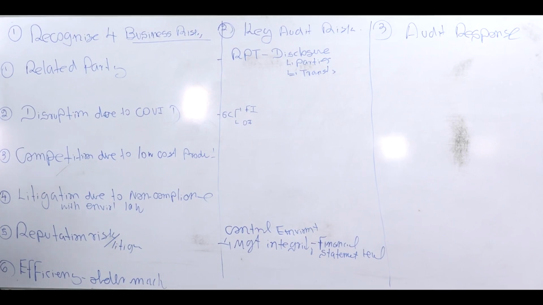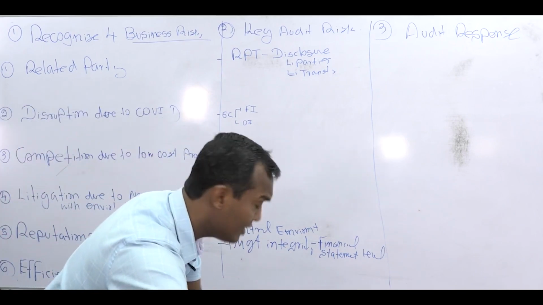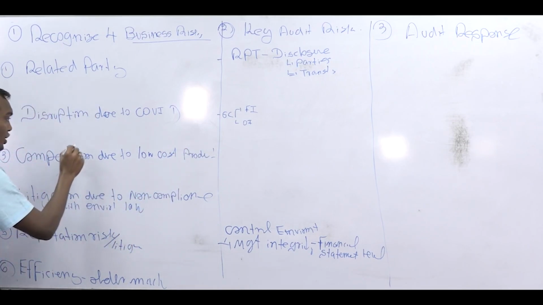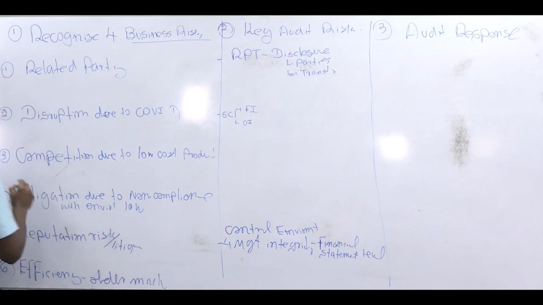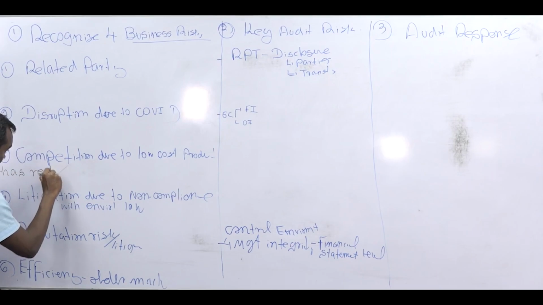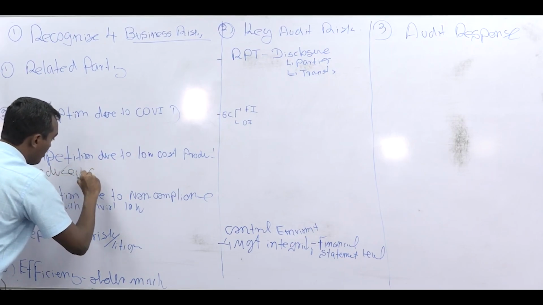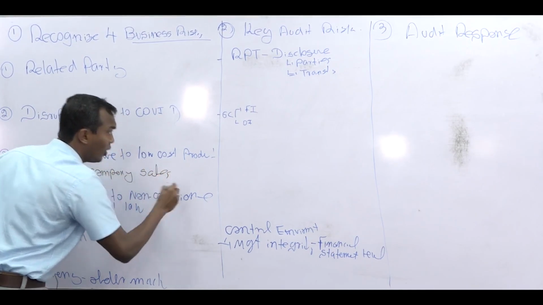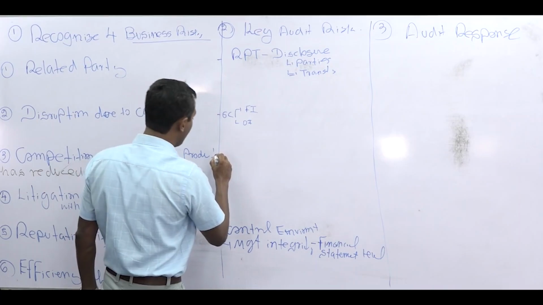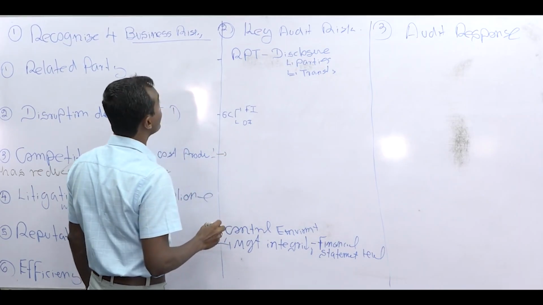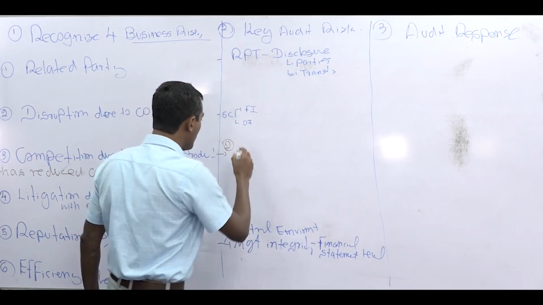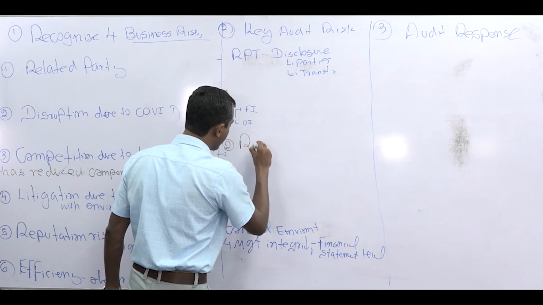Competition due to low cost production, yes, let us write that in black color, the balance part. Competition due to low cost production has reduced the company's sales. So what? When it comes to auditing, definitely there is a big risk. What is the risk? We can probably take as the second big risk here the revenue recognition fraud risk.